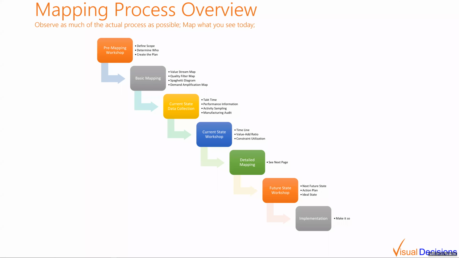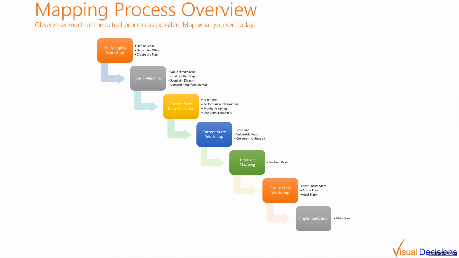After the data has been collected, it's time for the current state workshop. This is where the team reassembles to add data to the charts created back in the basic mapping step. At this point, the team will look at the completed visualizations to identify where there's waste in the process. And then the next step is to perform the detailed mapping. This could be done either during the current state workshop with the entire team, or the team may break into subgroups to create the necessary analyses. We'll have more detail on this step in the next slide.